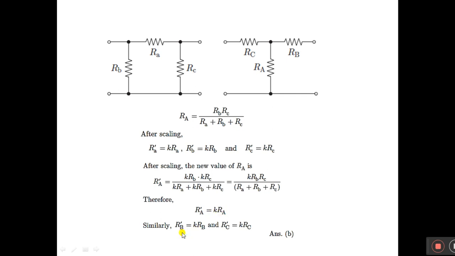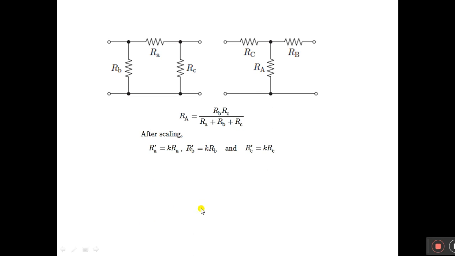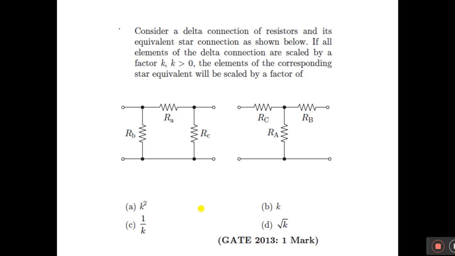Similarly, if you want to calculate RB dash, that is capital RB in the star network, K into RB, and RC dash becomes K into RC. So each value is again multiplied by K only. So option B is correct. Option B is correct.